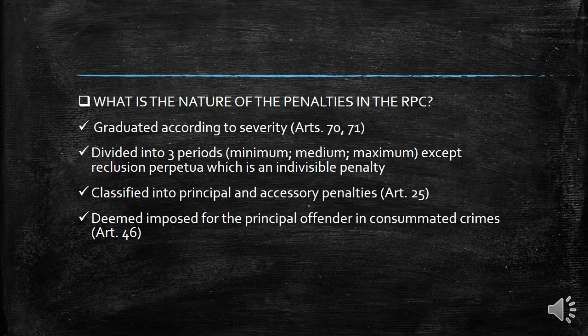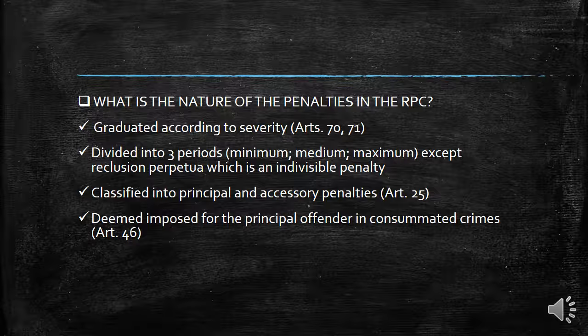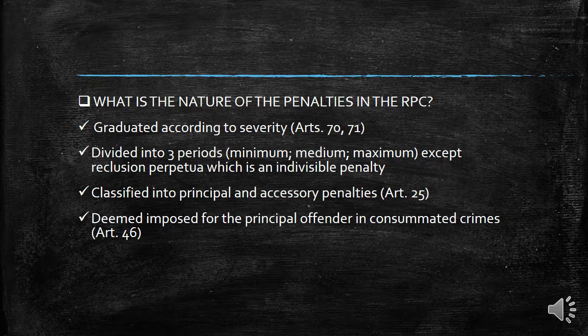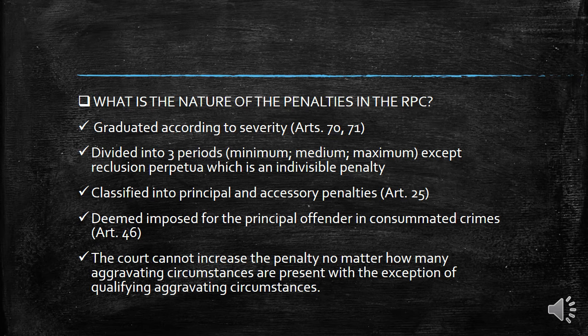What does this mean? The felonies provided for in Book 2 of the Revised Penal Code have their corresponding penalties. Now, the penalties there are deemed imposed for the principal offender, and they are also deemed imposed in the consummated stage of the felony. The court also cannot increase the penalty no matter how many aggravating circumstances are present, with the exception of qualifying aggravating circumstances.